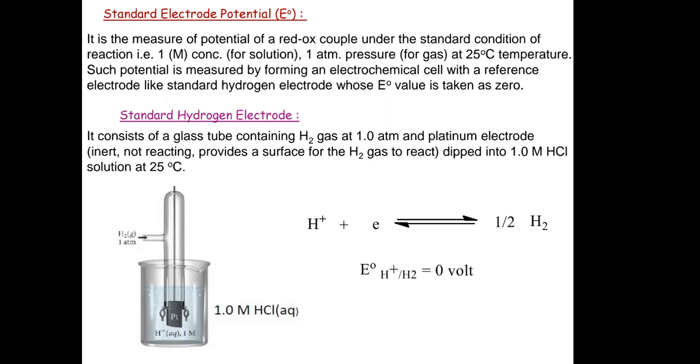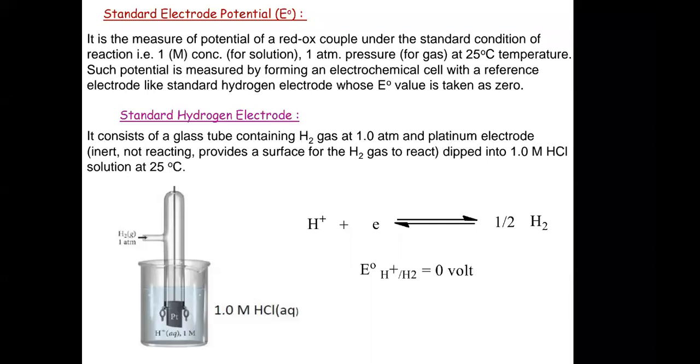So basically, there is a 1 molar HCl solution, and one glass tube containing a platinum electrode, which is an inert electrode, and hydrogen gas at 1 atmosphere pressure. So basically, this is the hydrogen electrode.